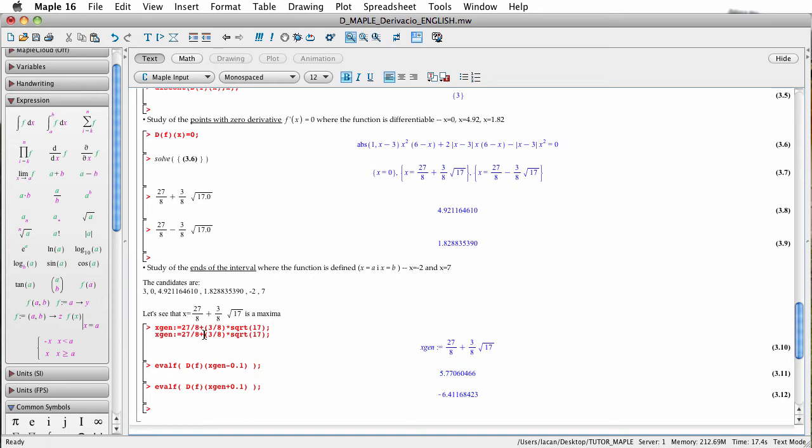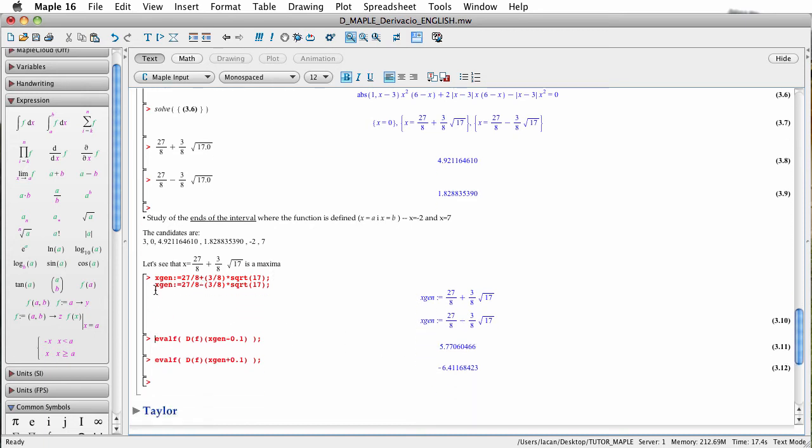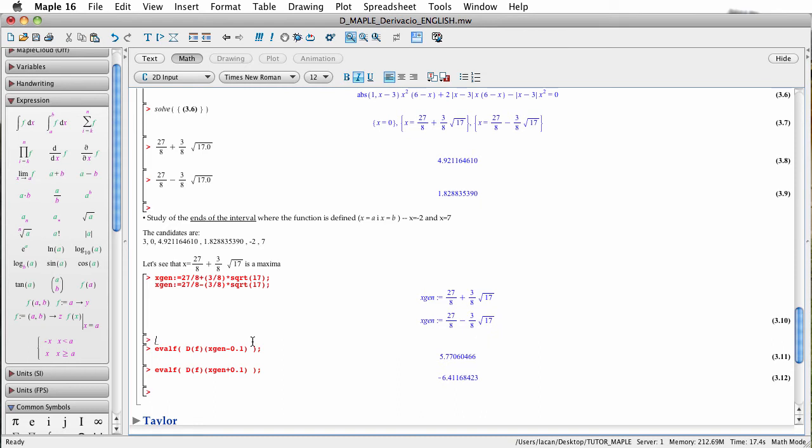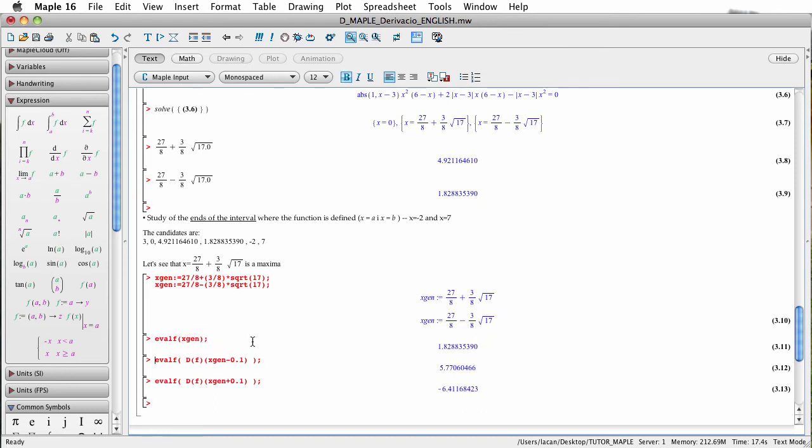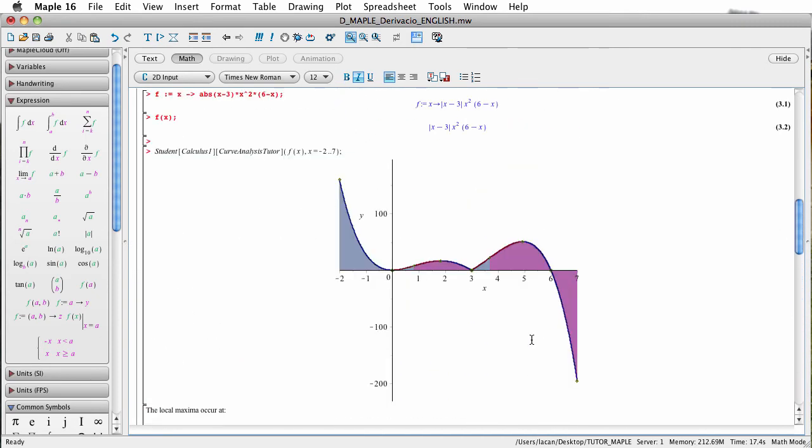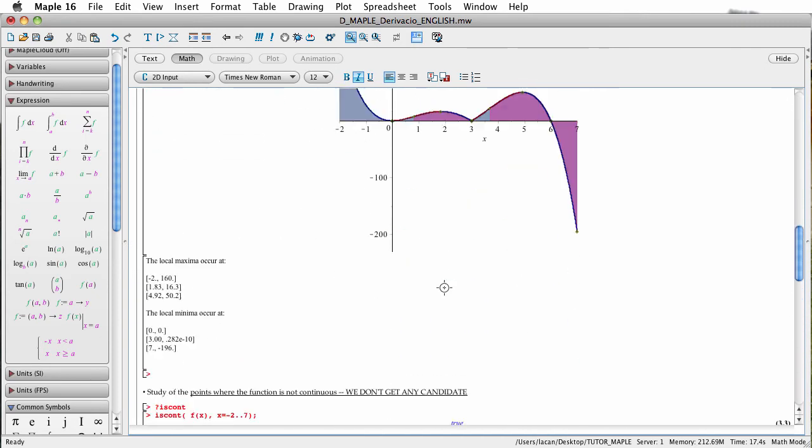So you can put a minus here. The value that Maple is going to use is the last one you have executed. So at this point we have this value. You can also check it by just doing eval xgen. So now what we are looking at is the 1.8. At the left is positive, at the right is negative, so again it's a local maxima. So these numbers are 2 local maxima.